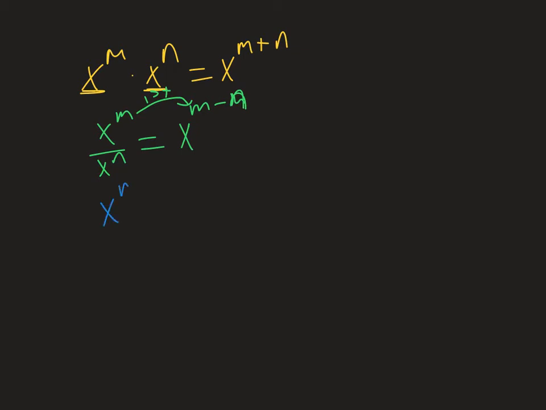Our next exponent law would be power of a power. So if I have x to the m all to the power of n, well, in this case I multiply the exponents.